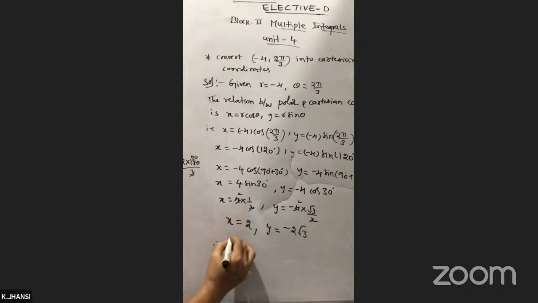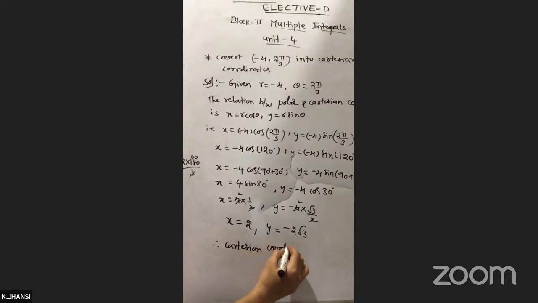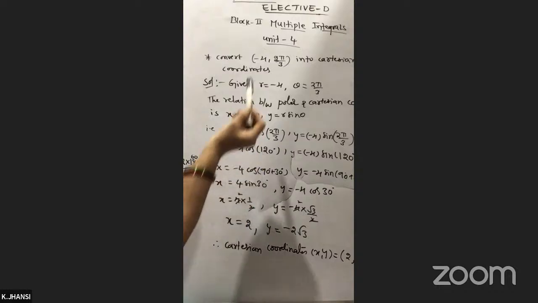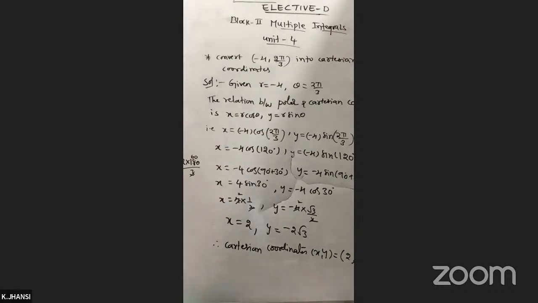So here you can write, therefore, the Cartesian coordinates (x, y) equal (2, minus 2 root 3). Like this we have to find the value for whatever concept is given in the problem. First you should know the relation between polar and Cartesian coordinates. When you know the relation, substitute the given values in the problem, then convert them. So you will get the Cartesian coordinates.